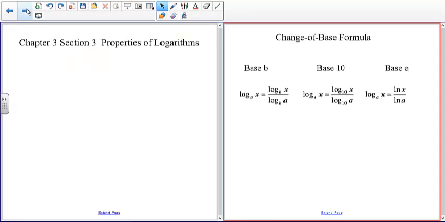So the first thing we're going to talk about is the change of base formula. What this does is it allows you to find the logarithm of a value x at a base a if you only have the logarithms for other bases. So typically, back in the old days when we just had books, there was usually a table for logarithms to the base 10 and logarithms to the base e, which are natural logarithms.